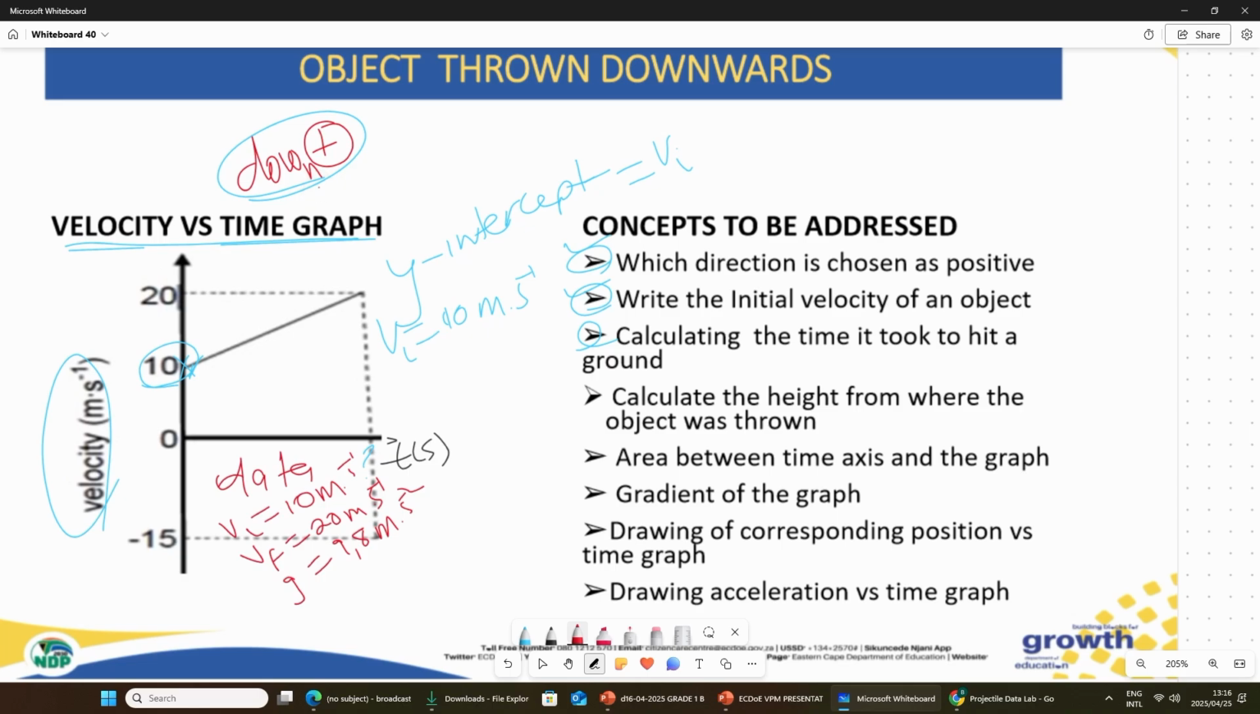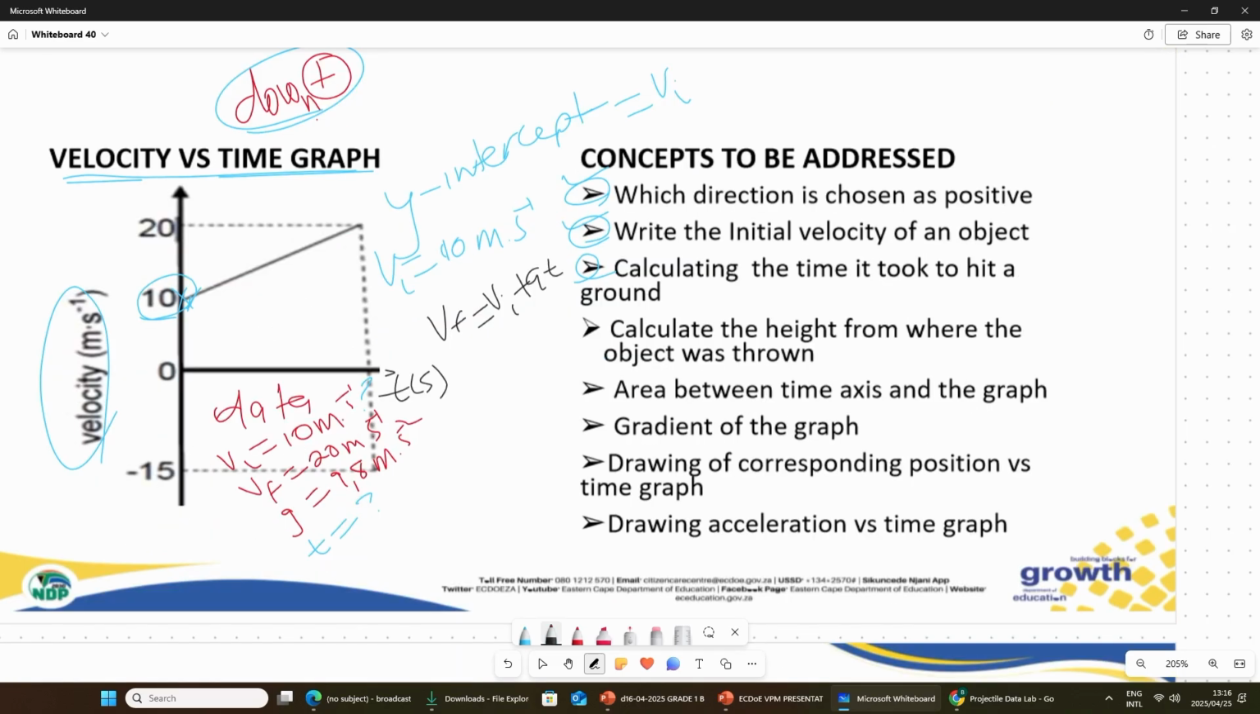So that means we're good to go, because we know all the variables we're supposed to know. The question is asking us to calculate the time it took to hit the ground. So by having 3 variables, this will allow us to choose which equation of motion you can use out of the 4. That's the equation we're supposed to use here.